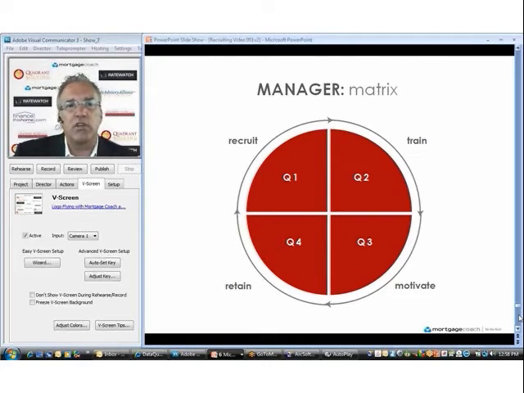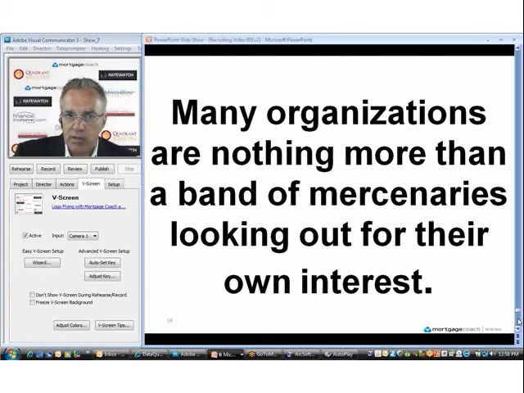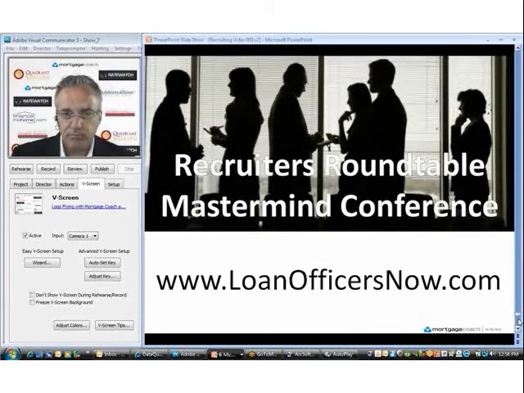Each one of these systems needs to have a well-thought-out process and a well-thought-out plan. Many organizations are nothing more than a band of mercenaries that are really looking out for their own interest. If you're going to run a company and organization, it's important that you have congruent systems in place for everybody to support.